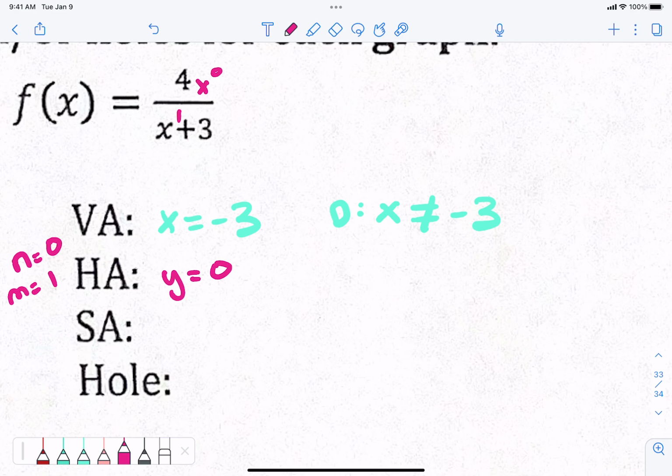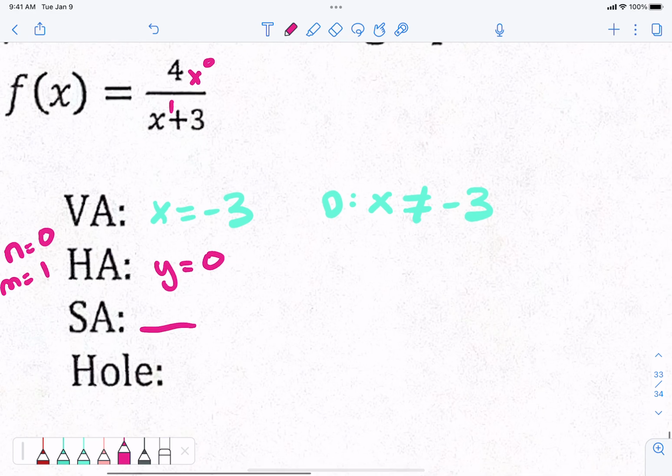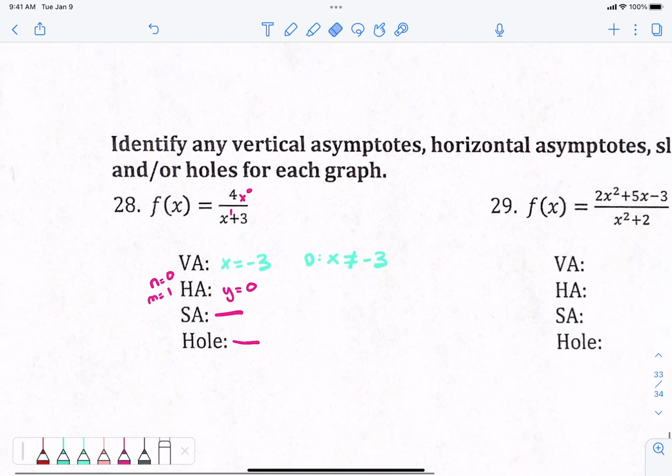Slant asymptote, this is where you use long division. He doesn't have one because he has a HA, right? If he has a HA, he doesn't have a slant. Okay, hole. Does he cross out at the top and the bottom anywhere? No holes. Okay? That was an easy one.